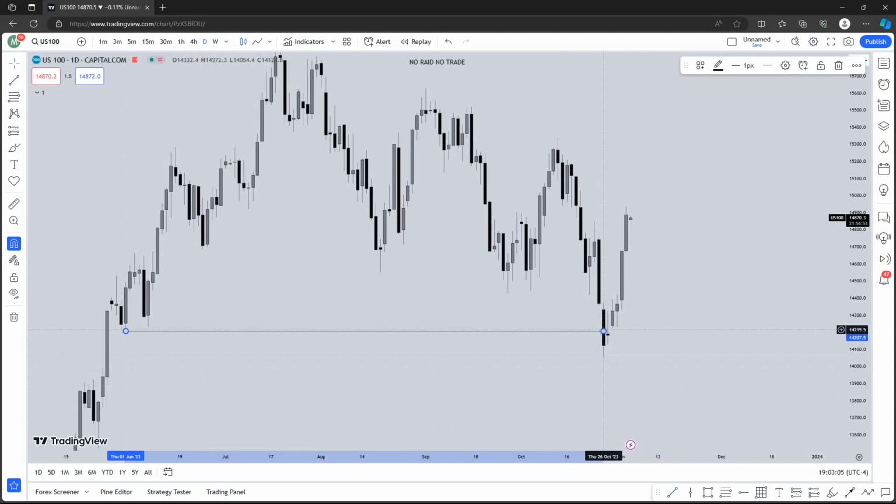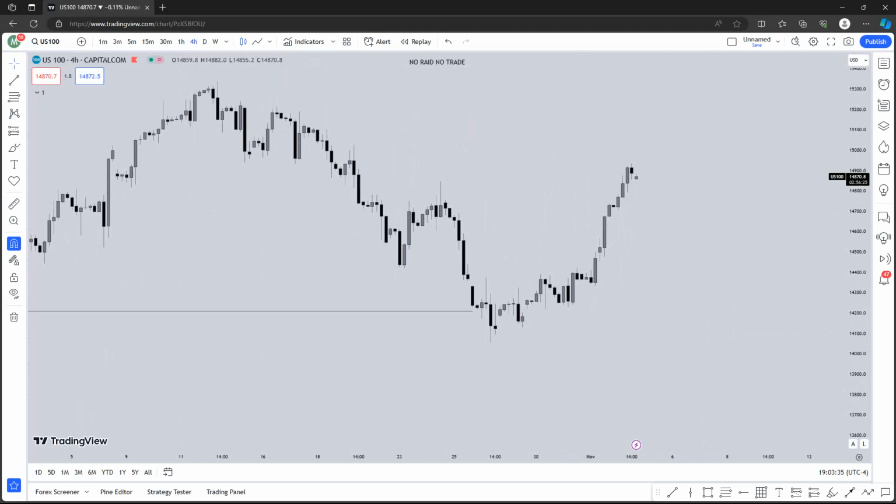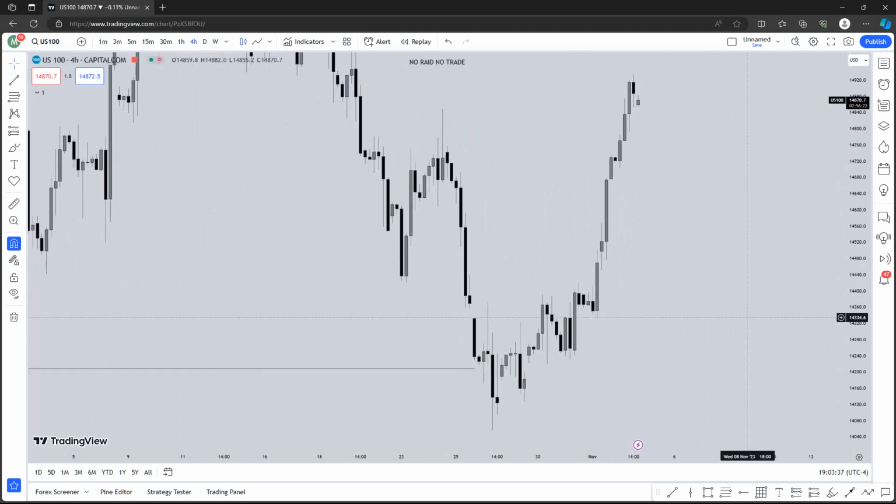Your liquidity pools in this instance being old lows and old highs, which we will use. You can use those liquidity pools as exits or entries. Let me just mark this out as your sell side liquidity. Let's head down to the 4-hour and let me just draw that point out again. So we had this draw on liquidity.